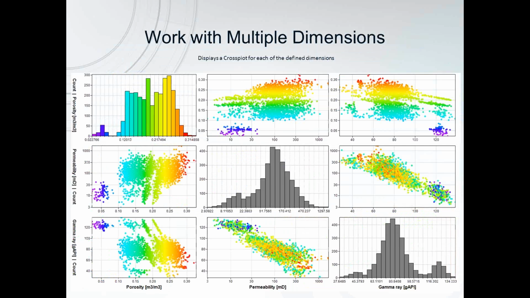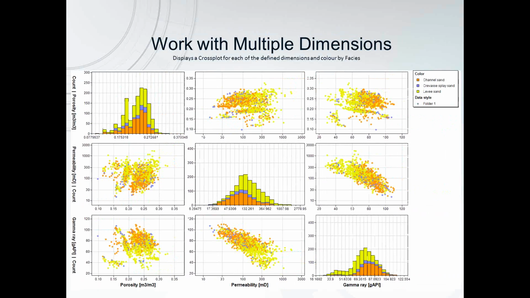I've also shown that through the matrix plot we've added good support for working with multiple dimensions. So you can choose any number of dimensions of data and visualize them together in the matrix plot to help you understand how trends in the data change across your different dimensions. I've also shown we can add an extra level of context to the data in the matrix plot by coloring by discrete properties, in this example facies.